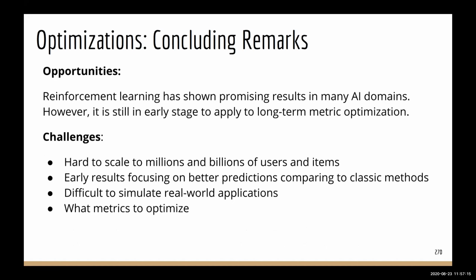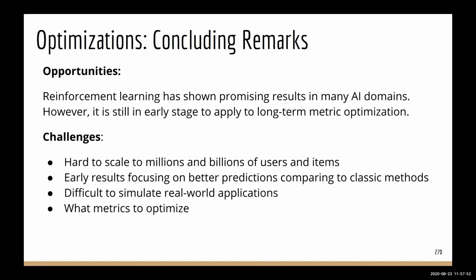Last but not the least, I think I mentioned this, there's a lot of good momentum in the reinforcement learning setup. I think reinforcement learning has been very promising in a lot of AI domains. I would still call it a very early stage in terms of overall metrics optimization. There's a lot of good work that has been done there as well. But still, the key challenge is how to scale to millions and billions of users and items, and sometimes they are highly dynamic.